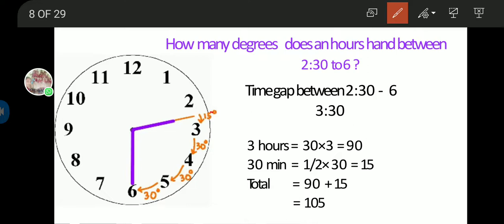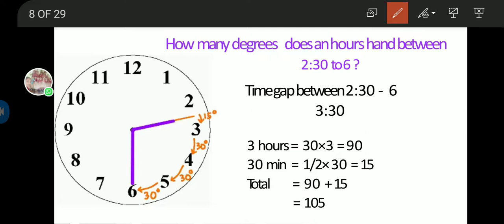2:30 means the point here and 6 means here. So we need to find out the gap. Children, how will we find the gap? You might write 6 minus 2:30, but you cannot do it like this. Don't try to do it in this way, as many confusions will be there.